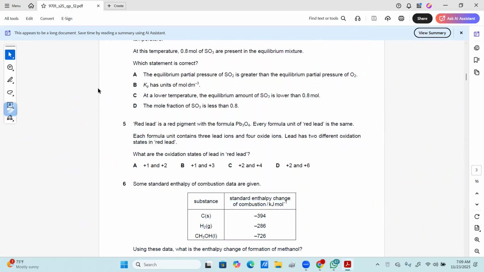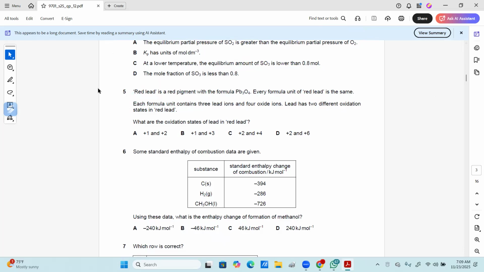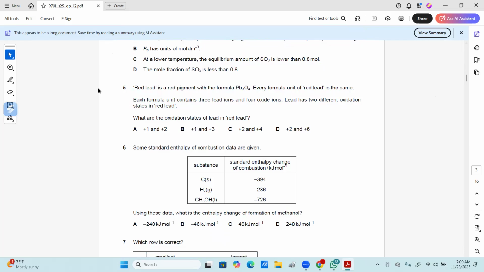Red lead is a pigment with the formula of Pb3O4. Every formula unit of red lead is the same. What are the oxidation states of lead? Okay. So we know there are 4 oxygen atoms. That means the total negative charge will be -8. So we need to find by using which lead oxidation numbers we can get this answer. So if you use +2 and +1 lead and +3, sorry, lead doesn't have a +1 oxidation number. Therefore, you can easily omit A and B.